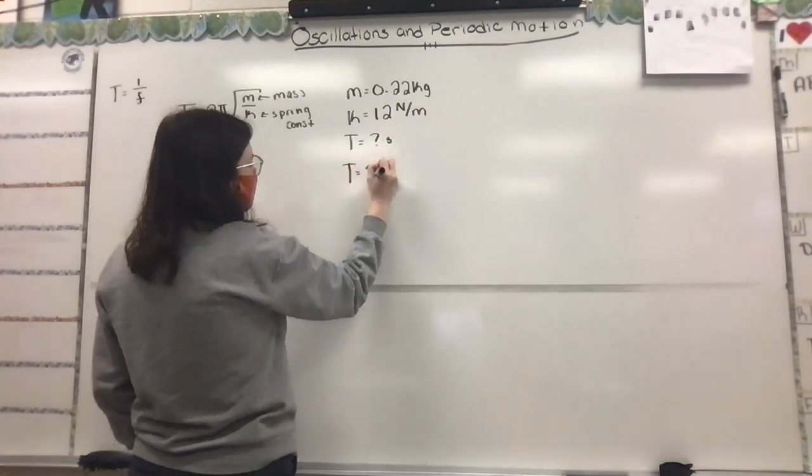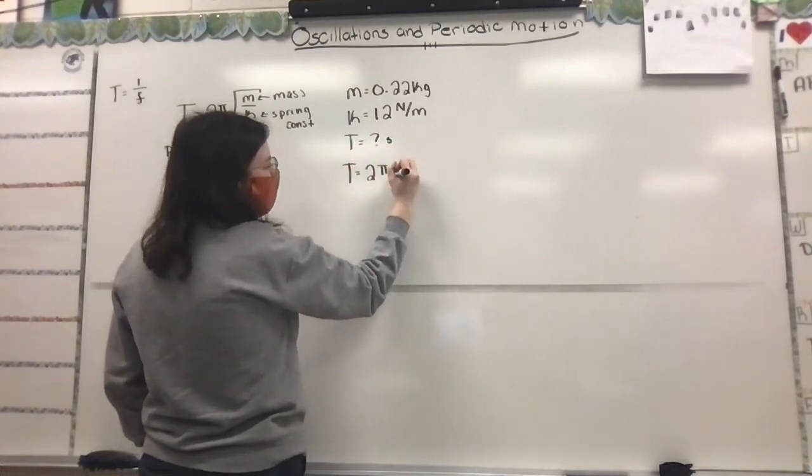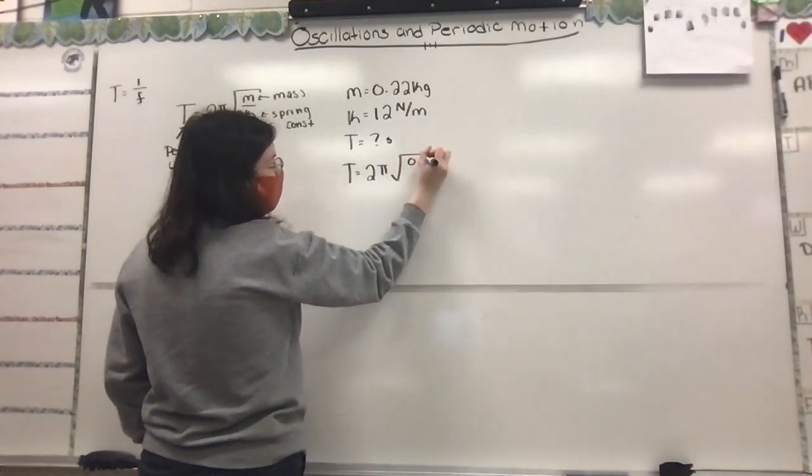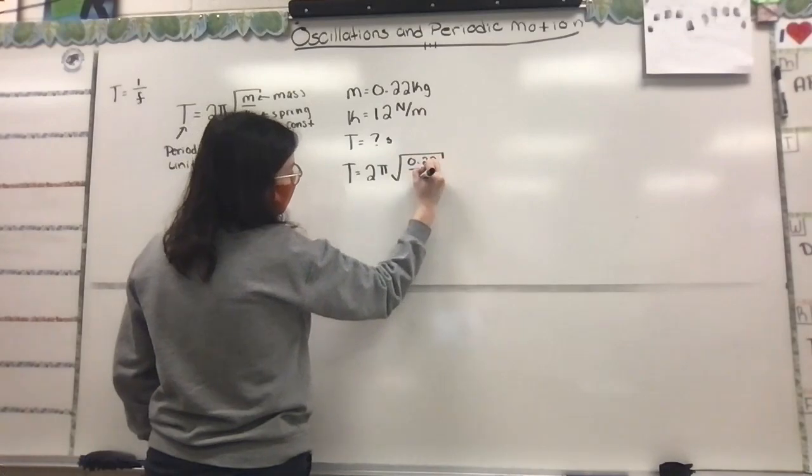So it's going to be T equals 2 pi times the square root of the mass of 0.22 divided by 12.